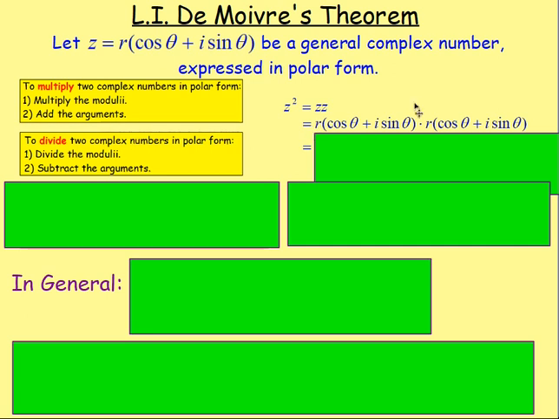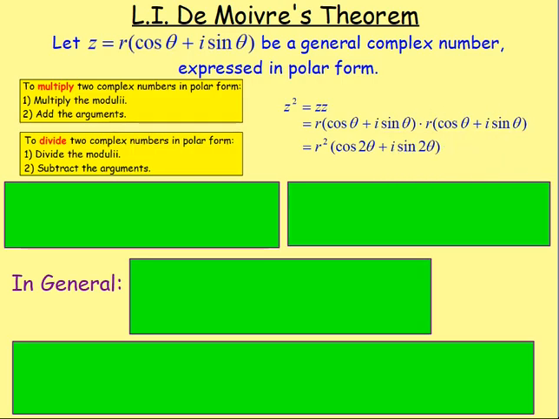So the modulus here is r, the modulus here is r. You'd multiply them together to get r squared. And then add the arguments. You've got a cos theta and a cos theta, so it's theta add theta, so you'd have cos 2 theta. And the same with sine theta, you'd have i sine 2 theta. That would be our z squared.